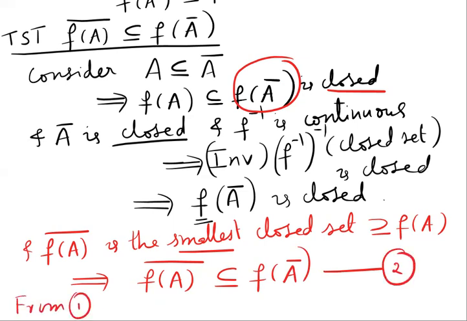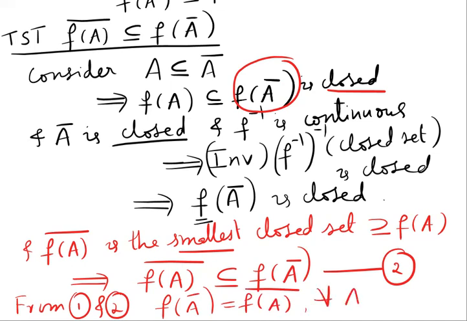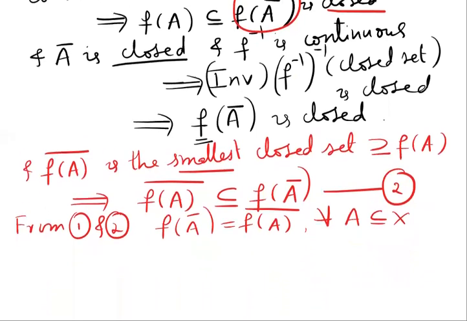From 1 and 2, we got that f of A bar is equal to f of A whole bar. And this happened for all subsets A of X, hence necessary. So necessary is done.